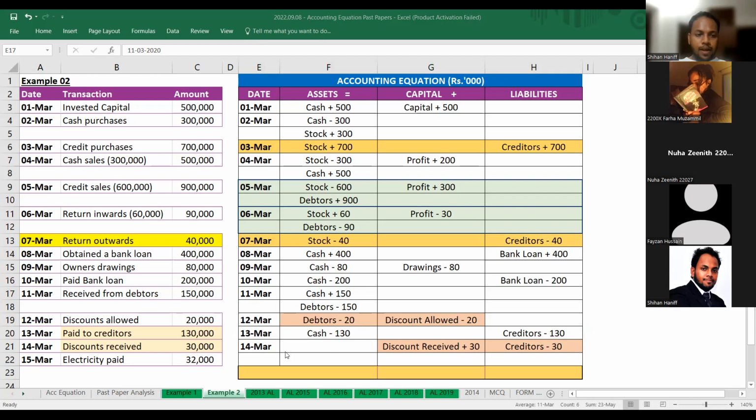Okay. Then finally, the electricity payment, 32,000. It is expense. Cash minus, expense plus, or capital minus. Can you calculate the total? Total assets, liabilities, capital. Get me the answer.